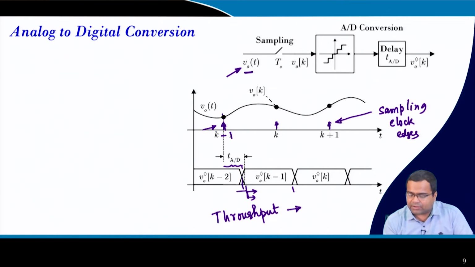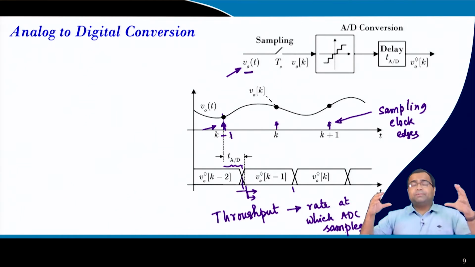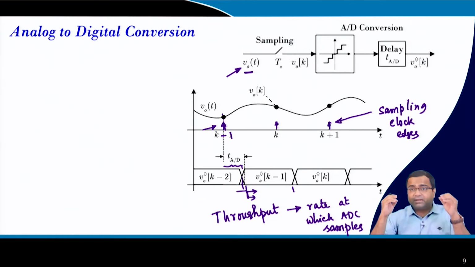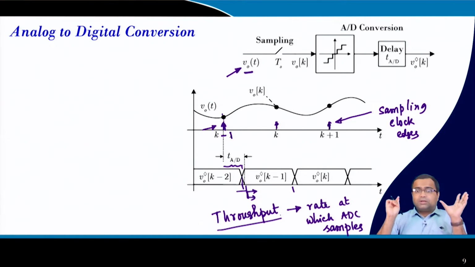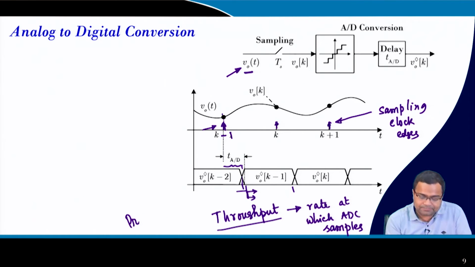This is the rate at which the ADC samples. That means whether you want to sample at 50 mega samples per second or 10 mega samples per second, this rate will be decided by throughput. This is important, but more important for this power converter is the propagation delay.